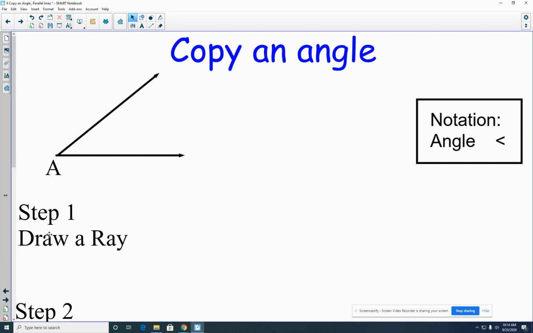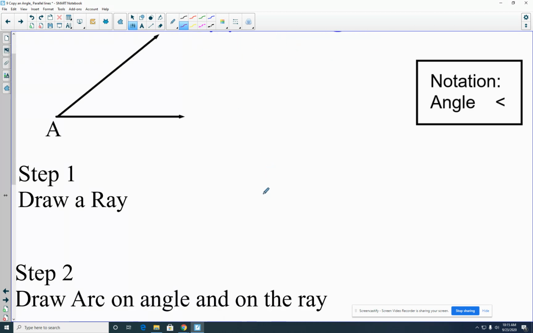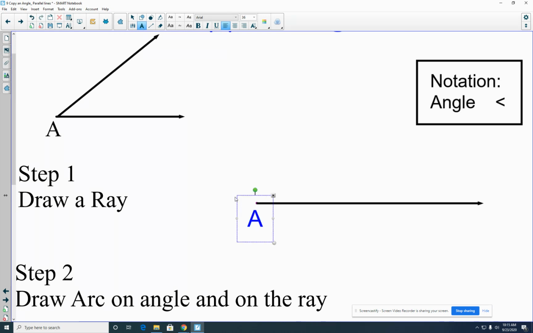So let's start like we start copying a segment. We're going to draw a ray. So I'm going to put a point. There it is. And I'm going to draw a ray. So remember, a ray, arrow at the end. Now, when I drew my ray and I put a point, I have to label this. This is going to be A prime. We're making a copy.